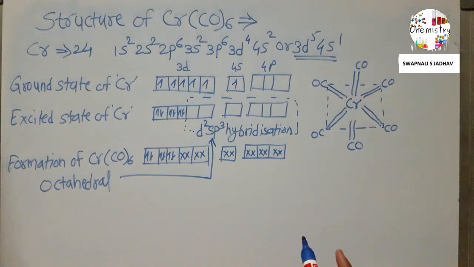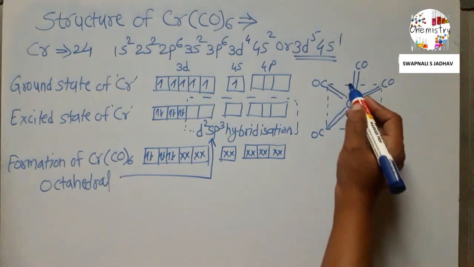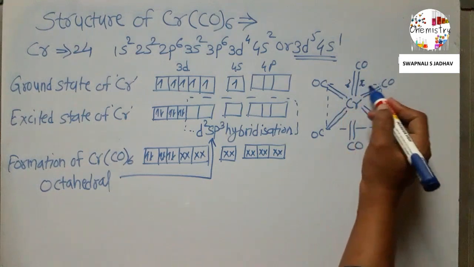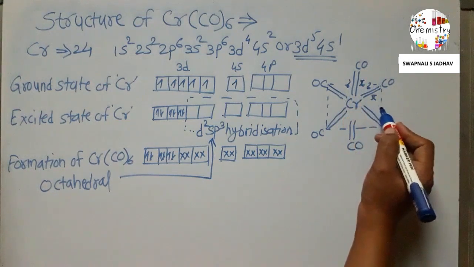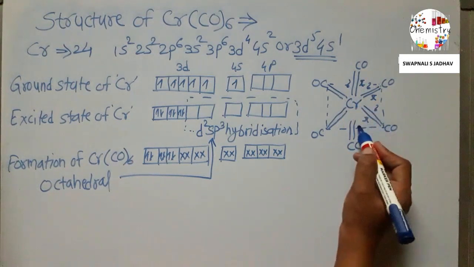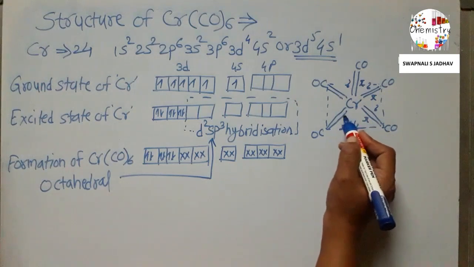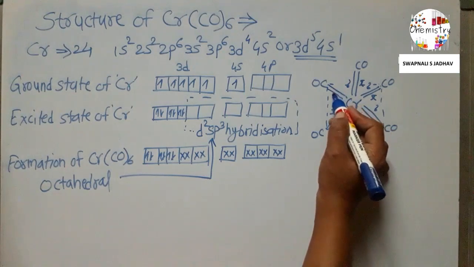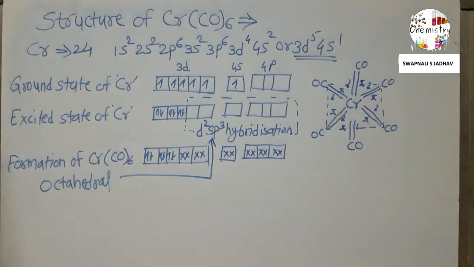As all the electrons are paired, it is diamagnetic. Each carbonyl group is linked with chromium through a double bond, that is one sigma and the other pi bond, to maintain the electroneutrality. Sigma pi, sigma pi, sigma pi bond to maintain the electroneutrality.